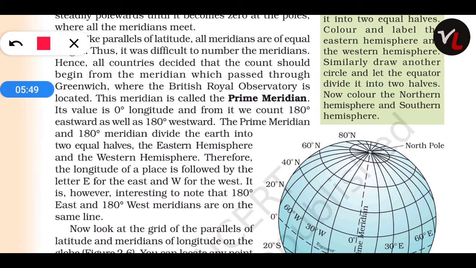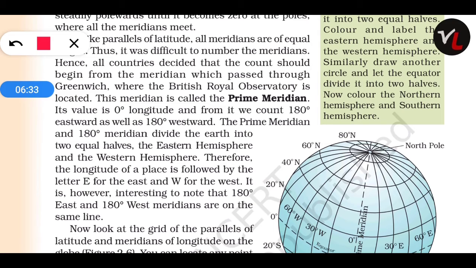Unlike the parallels of latitude, all meridians are of equal length. In the case of latitudes, the length decreases towards the poles. In the case of longitudes, all meridians are of equal length. Thus, it was difficult to number the meridians.